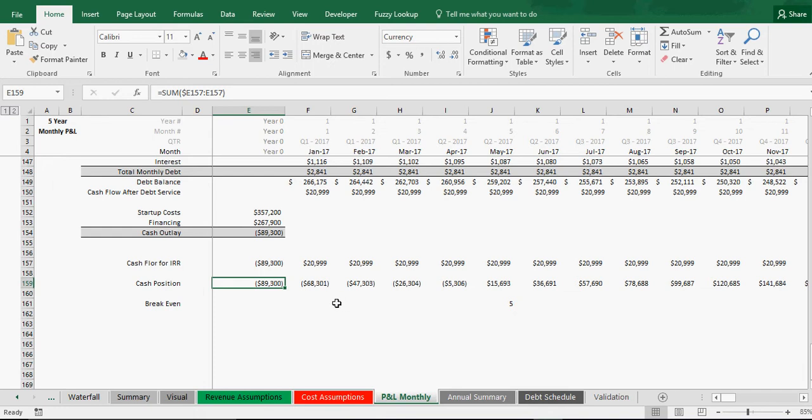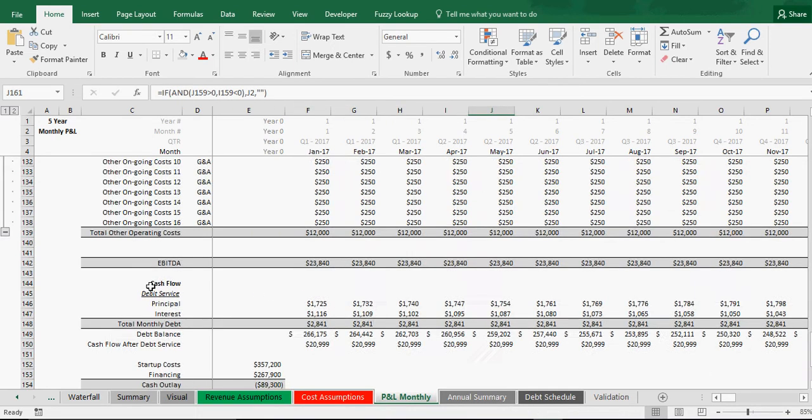And then from there you can see, well, you start at negative 89,000, you make 30,000 the first month, now your cash position is negative 68, and you can see how that logic flows. By month 5, we've got here auto populated, that's the break even month where the amount of cash you're generating has now covered your startup costs. And these will all change as you change your assumptions.